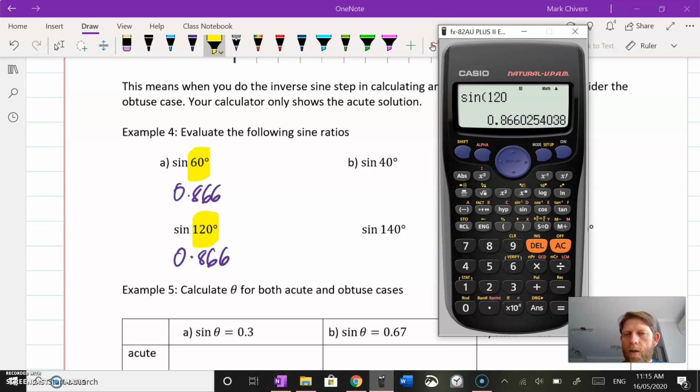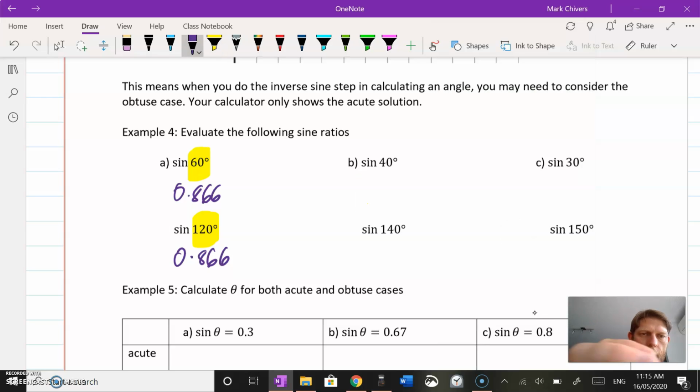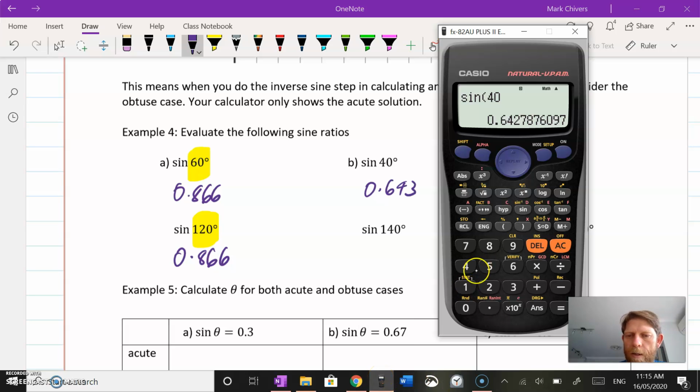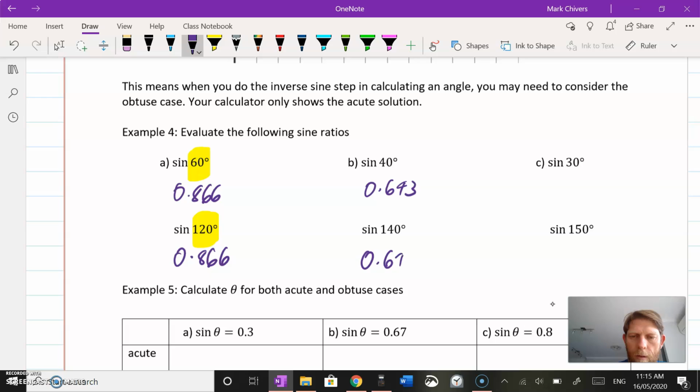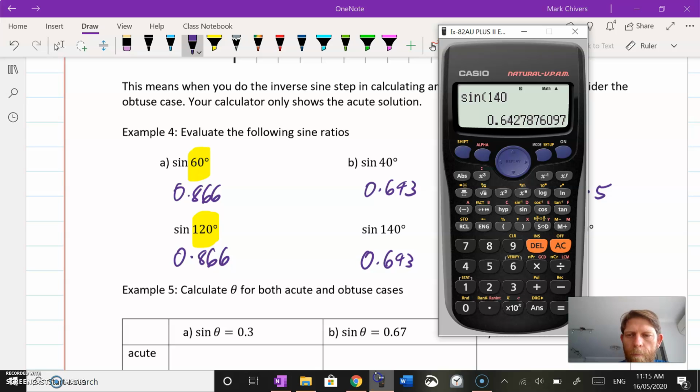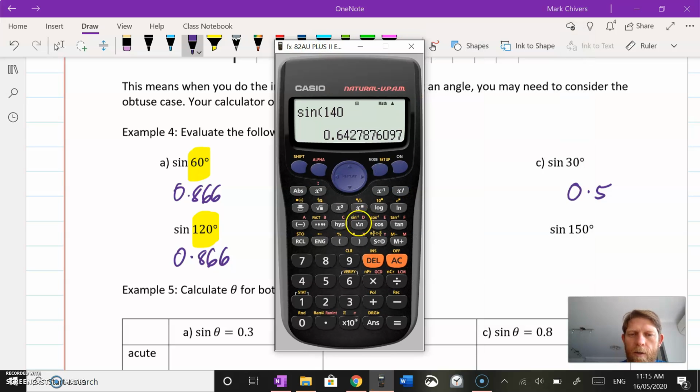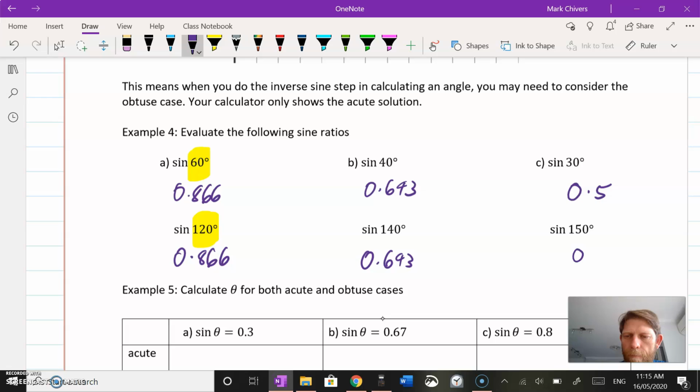So here we've got sine 40 and sine of 140. This will do the exact same thing. The sine of 40 is 0.643, and the sine of 140 should be exactly the same, 0.643. Okay, and now I just happen to know, because I paid attention when we did the exact ratios question, that this is going to be 0.5, and therefore sine of 150 should also be 0.5. So let's see if that's right, and it is.